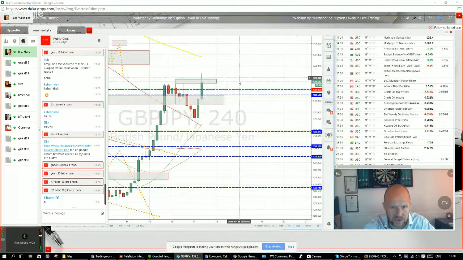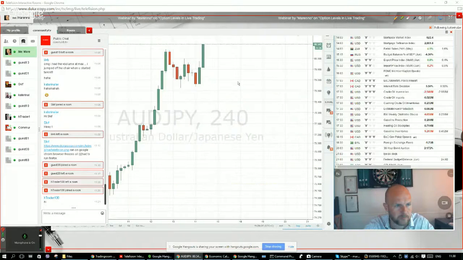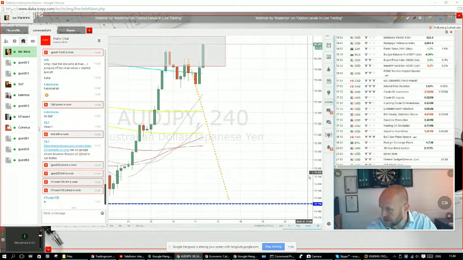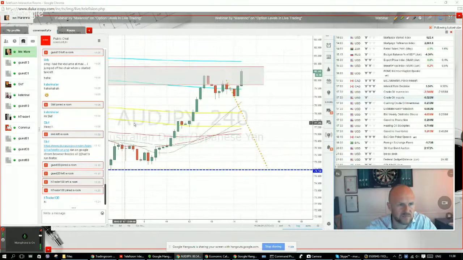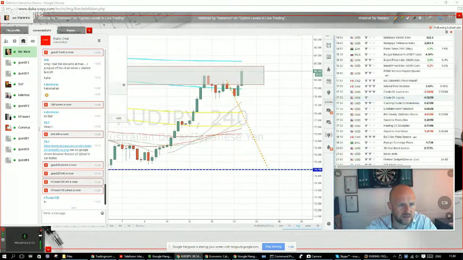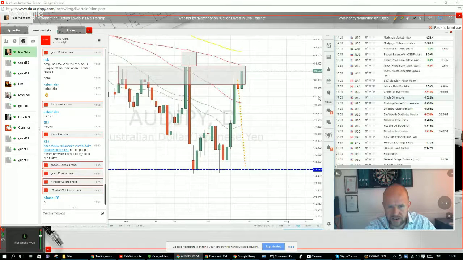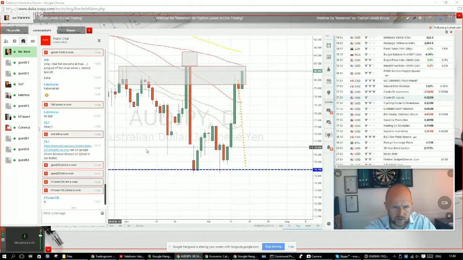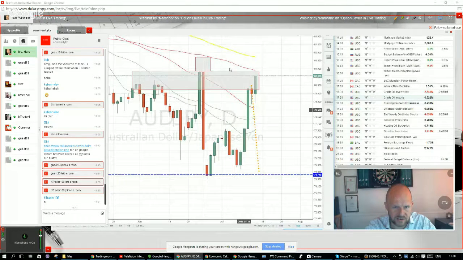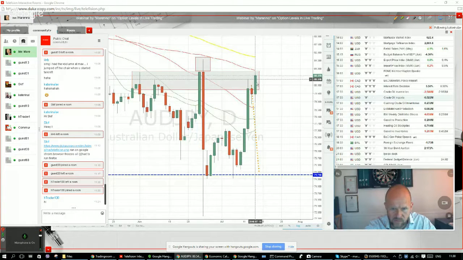Okay, let's go further. So it's Aussie yen. Nice one. Let's have a look at the one-day chart. Let's have a look at what we have here. All right, so what we really have here, the price has approached a very good reversal area. We have been on an uptrend, it's the 5th day today.